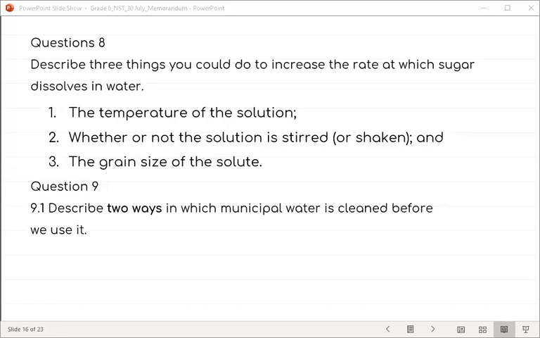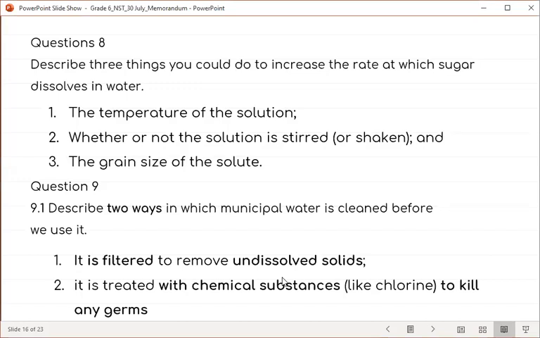Awesome. So guys, here are the two ways which I described. I said it is filtered to remove undissolved solids, and then the next way that I described is the chemicals which are used, like chlorine, to kill any germs. So question 9 was 4 marks. You had to mention the method and what that method is used for. So for the first one, I said filtration, and it is used for undissolved solids. And the second one is the chemical substances, which is used for the germs.